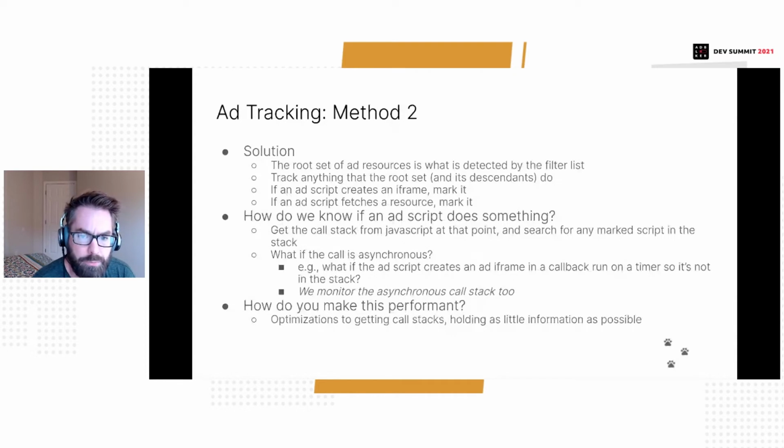So how do we actually go about this? Well, we're in the browser, so we get to peek at the JavaScript stack at the point that resource requests and frame creation is initiated. And if we see anything on the stack marked as ad-related script, then we consider the whole action to be ad-related. As you can imagine, this is expensive. We've added a number of optimizations over time that I won't go into, but we have sped this up quite a bit such that it can be run live all the time. So this catches resources created by synchronous execution of ad script on a page.